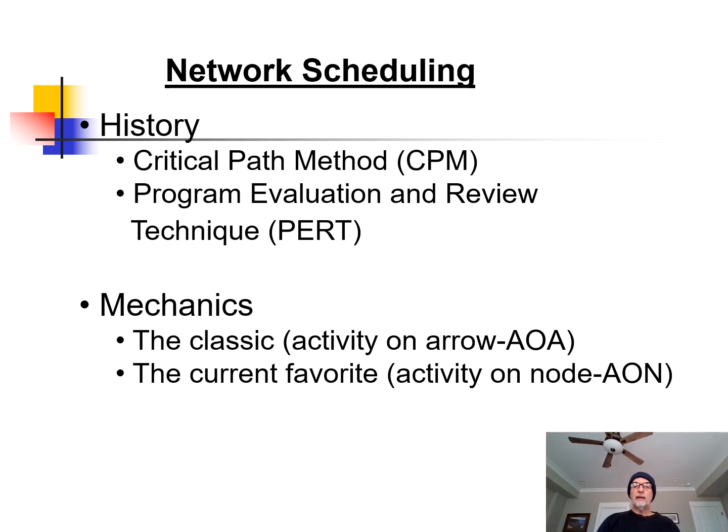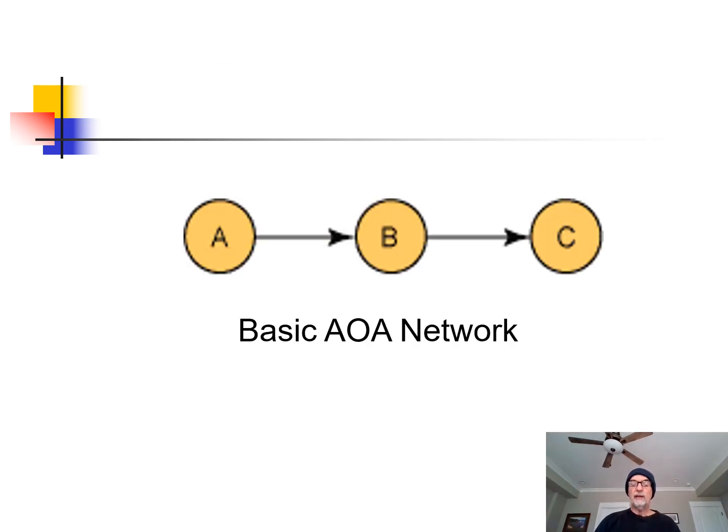Okay, now the next one is network scheduling. So you have Gantt chart, you have network scheduling. Historically, there were 2 methods: the critical path method, the CPM, and the program evaluation and review technique, called PERT. The mechanics for both of those use either activity on arrow or activity on node. Now, for activity on arrow, you just use counters.